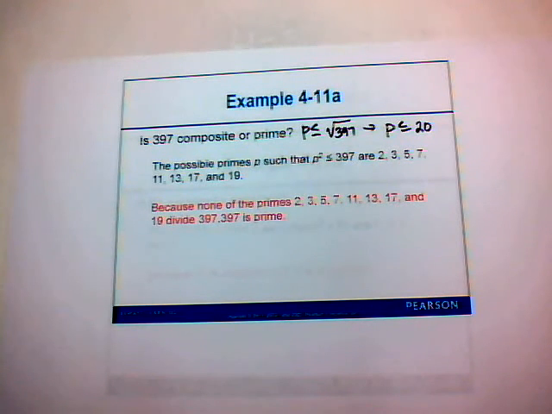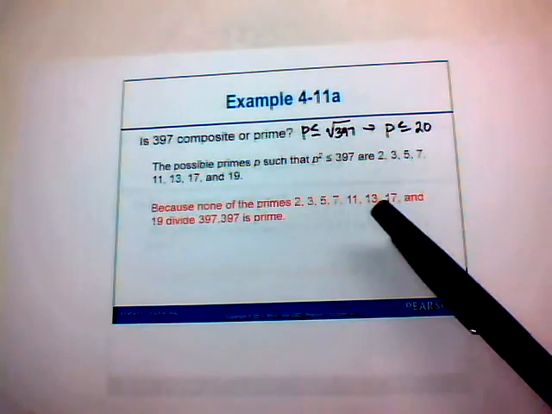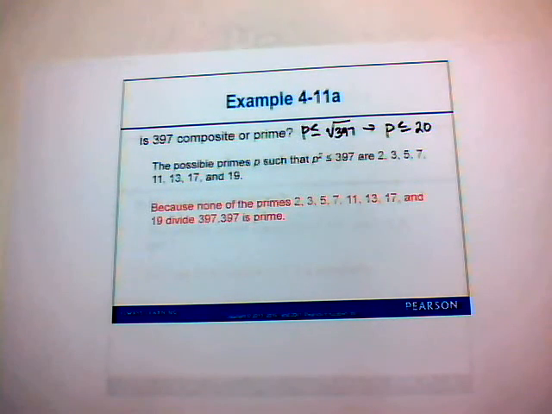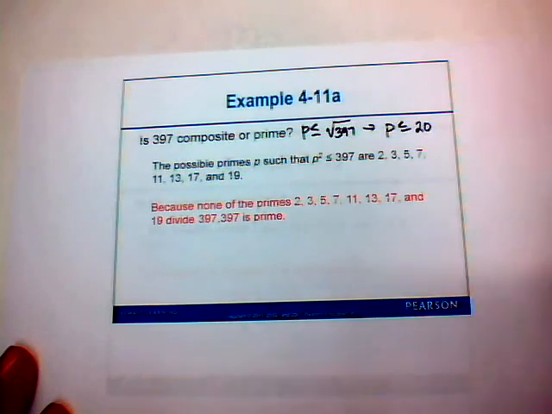And if you take the time and try to divide 397 by each of these primes, you're going to come up with a decimal. None of the primes will divide 397, so that means that 397 is a prime number.